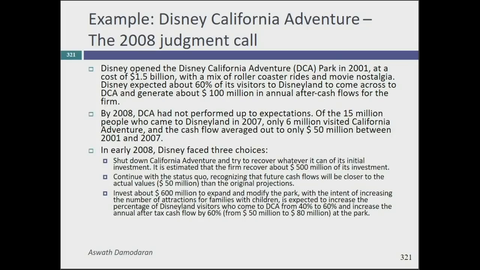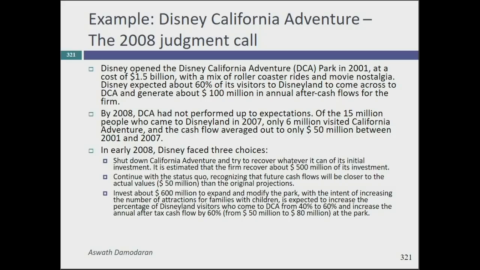One was to shut it down. When they built California Adventure, they built over the parking lots that were part of the original parking for Disneyland. They can just return it back to real estate, and it's very expensive real estate. Let's say that the real estate values are $500 million if they shut down California Adventure. The second is to keep it going. It's not losing money. It's making $50 million a year, continued at $50 million a year. The third is to put more money into the theme park.